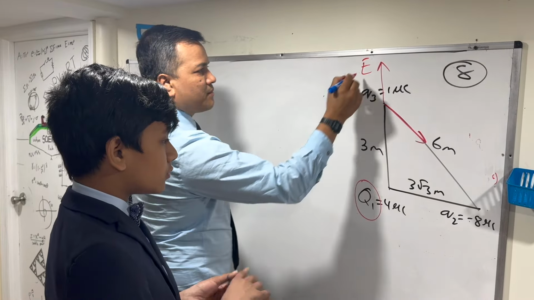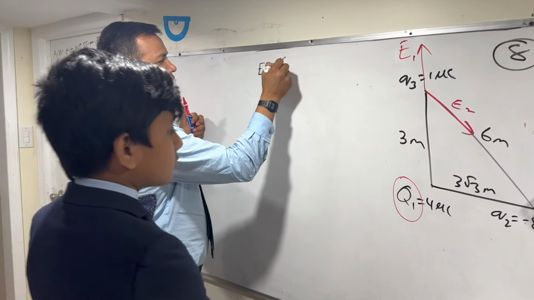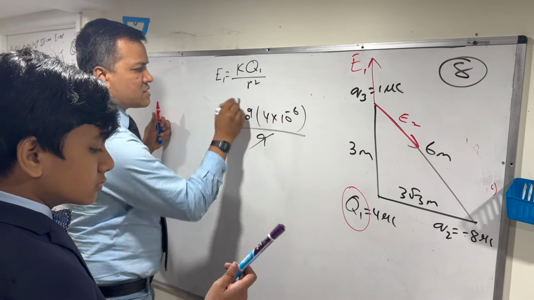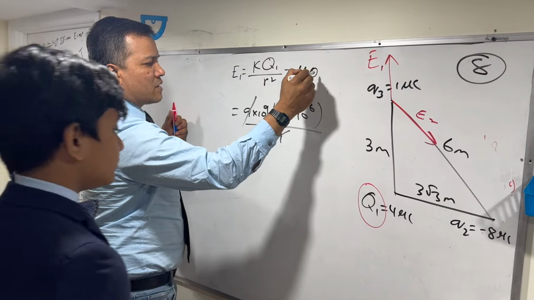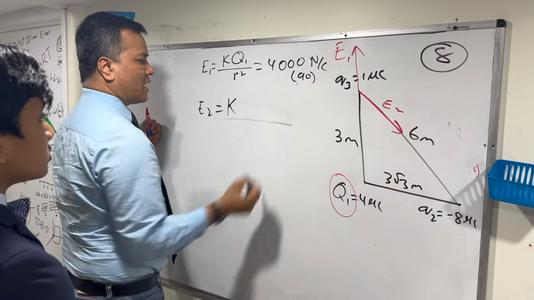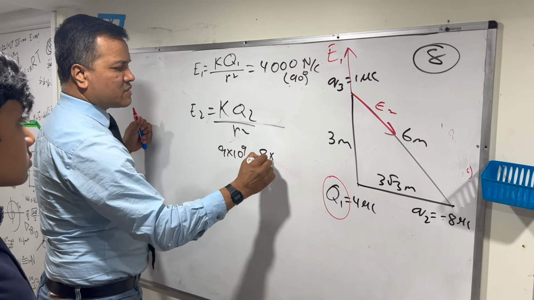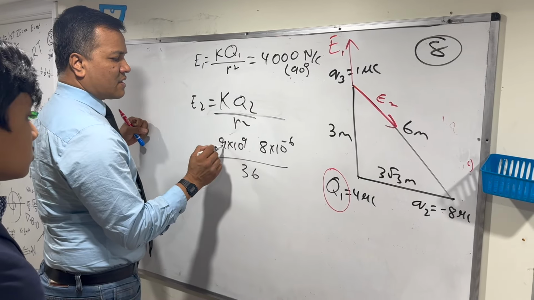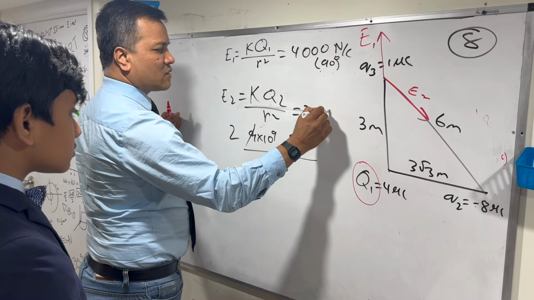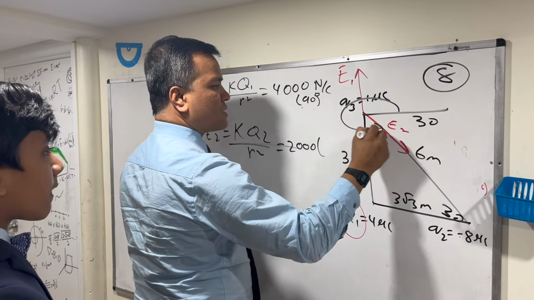So you have now E1 and E2. So E1, let's find the E1. How can you find the E1? So E1 is very easy. E1 is KQ1 over R squared. So 9 times 10 raised to 9, Q1 is 4 times 10 raised to minus 6, and divide by 9, which is cancel. Of course, you have 4,000 newtons per coulomb, and which is 90 degrees. Now E2 is KQ2 over R squared, which is 9 times 10 raised to 9. Of course, Q2 is 8 times 10 raised to minus 6, over 36. 36 goes to 72 twice. So it's 2000, which is what degree? This is 30 degree. So this must be 60 degree. This must be 30 degree, so this must be 330 degree.